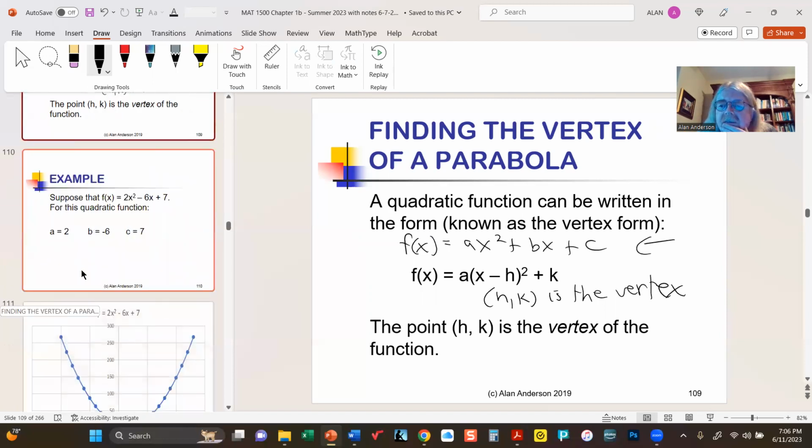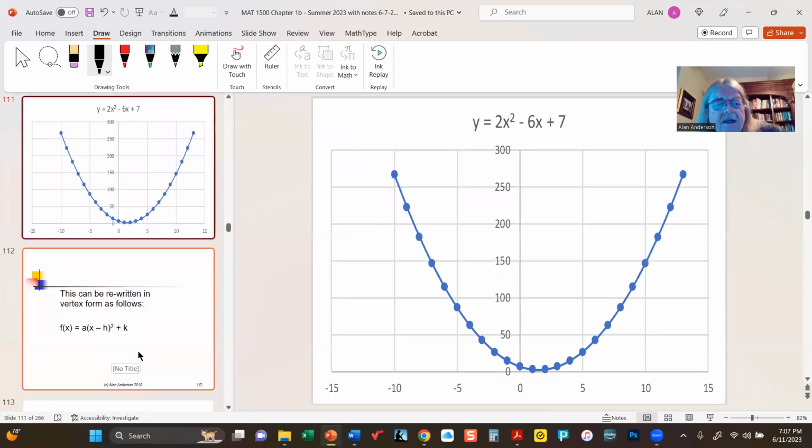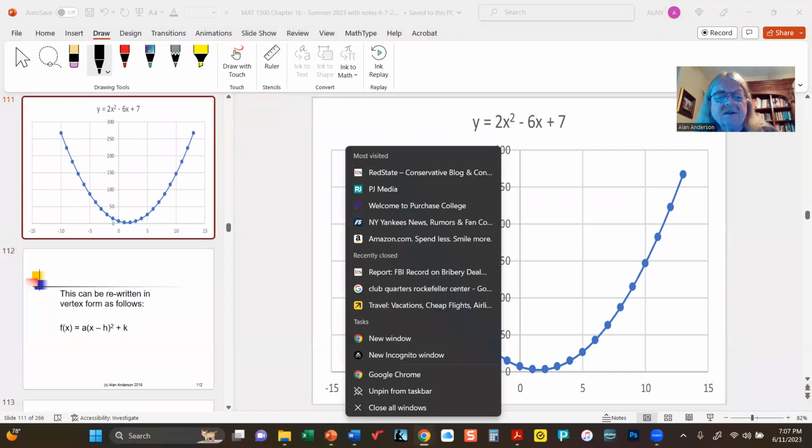So let's take a look at an example where we take a quadratic function and solve for its vertex. So here it is, 2x squared minus 6x plus 7. So clearly A is 2, B is -6, C is 7. Now on the next slide, I have the graph. You know what I'm going to do? Let's go to Symbolab. I mean, this is okay, but it's not as precise as it could be.